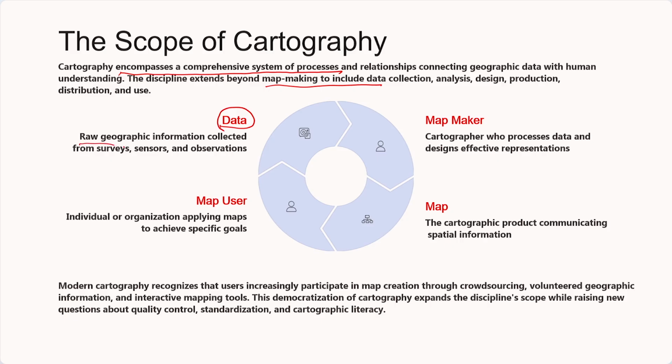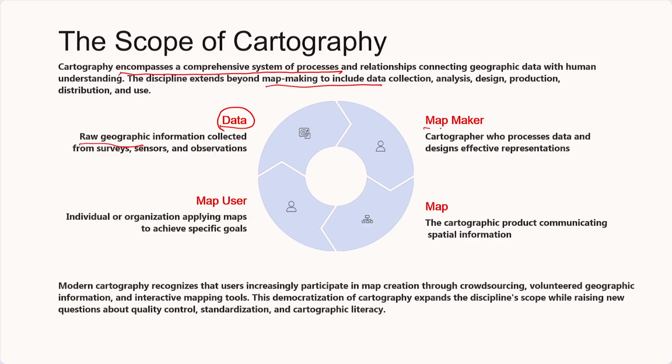Raw geographic information will normally be collected using GPS survey or any basic surveying, satellite data or socio-economic survey. Depending on the purpose, I can collect about the human dimension, I will collect about the location, I will collect about the relationship between different types of geographic entities. So, data is number 1 in the scope of cartography.